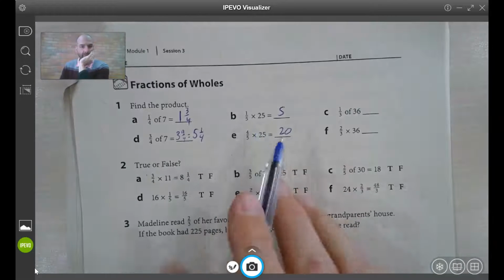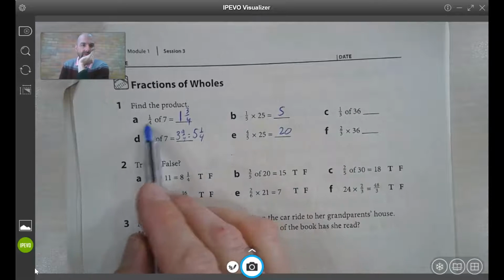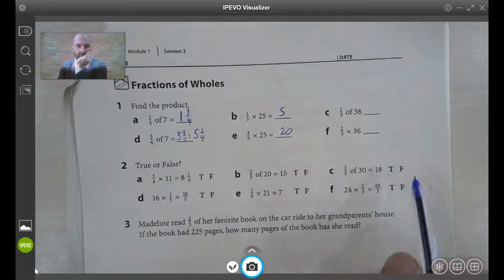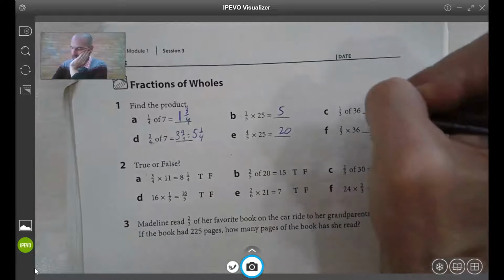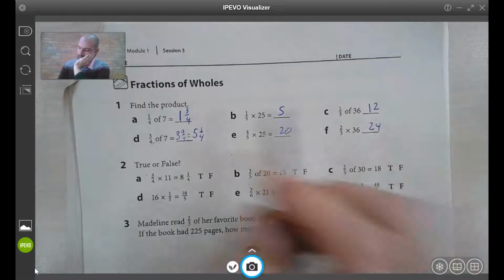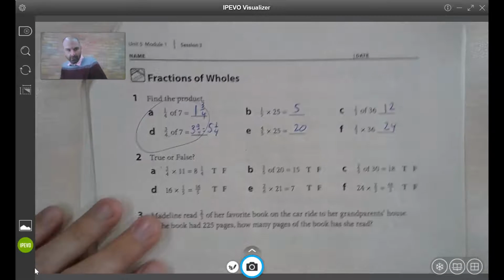It's much simpler, right? What you'll notice is when these denominators match as factors or as multiples of the whole number, it's much easier. 1/3 of 36 is 12, because 12 times 3 is 36, so 2/3 would be 24. That's why they started with that. That's kind of a brain tickler there.